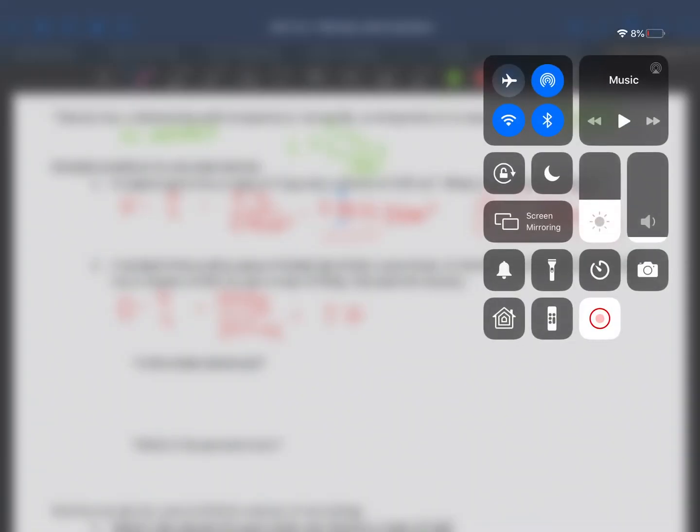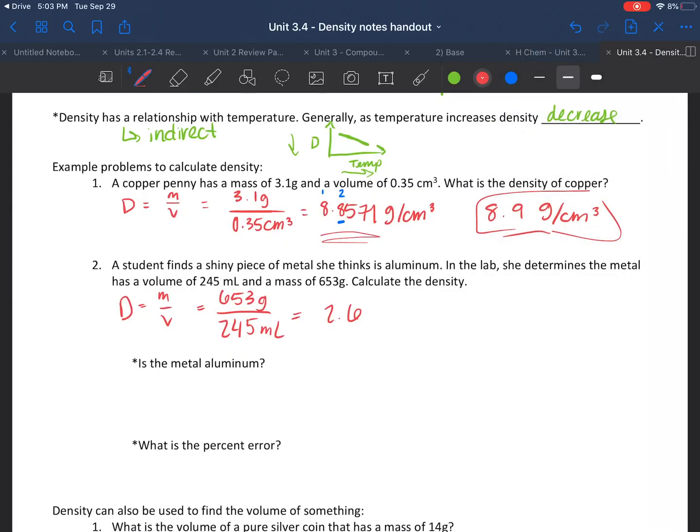I think it's 6.6. Let me double check though here. One moment. So 653 divided by 245. Yes, okay, 2.665. In our case, we have 3 sig figs, so how we would round that would be 2.67 grams per mL.